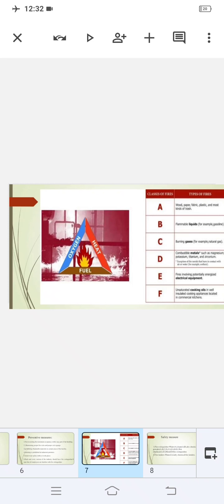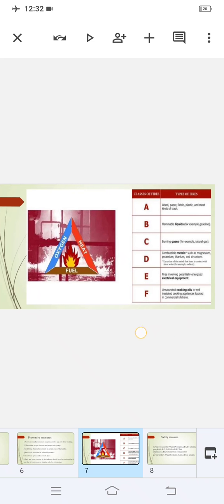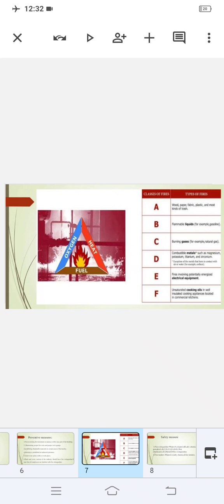There are various types of fires. Yesterday I discussed with you type A fire and type B fire. So you can see here that there are 6 types of fires: type A, type B, type C, type D, type E, and type F. So what are these classes of fires and how can we explain them? Class A fire means the fire which is generated through wood, paper, fabric, plastic and moist kinds of trash. These are all class A fire.